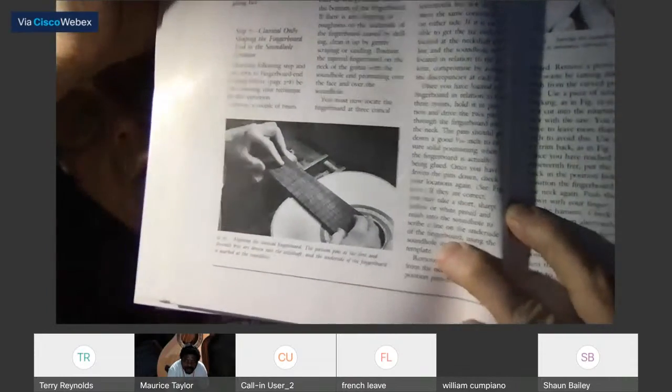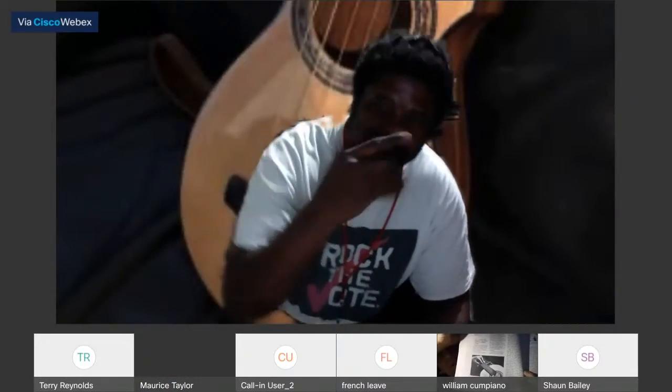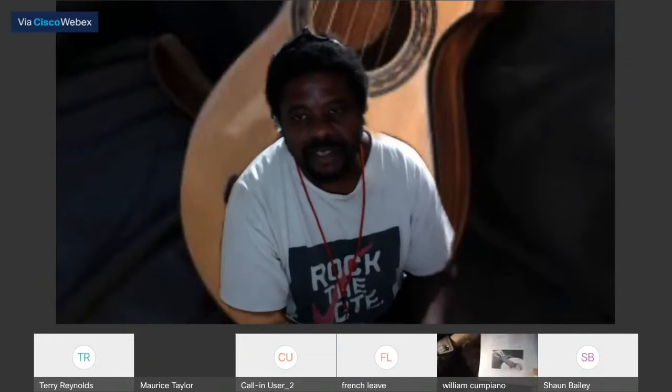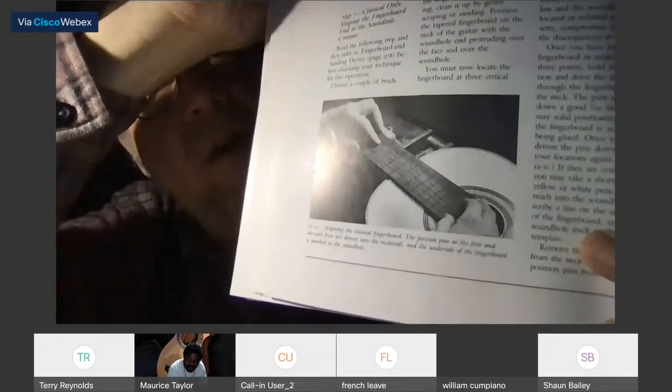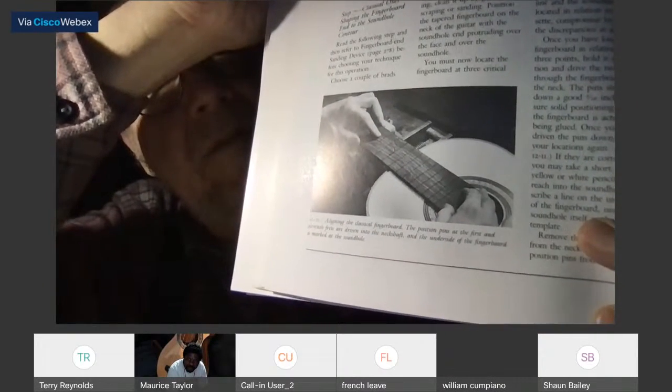Oh wow, see it putting on. So what are we looking at in that picture? I see that there's a fretboard, right? That's right. That one is shaping the end of the fretboard.